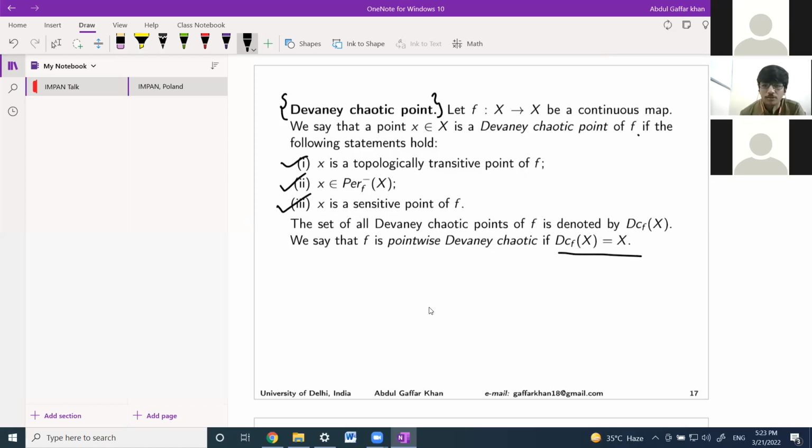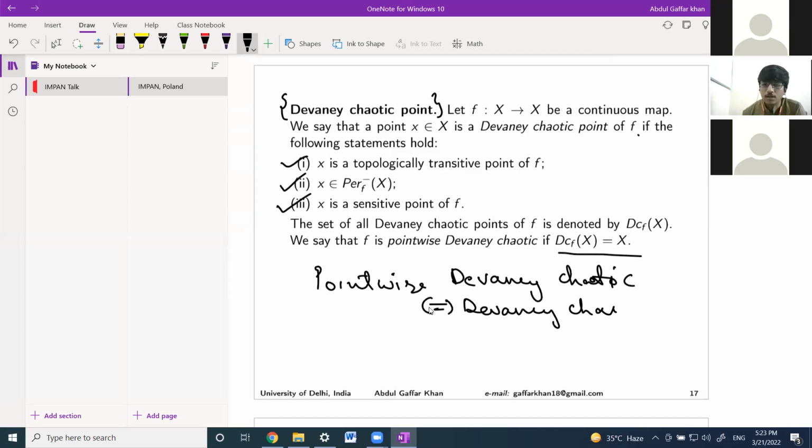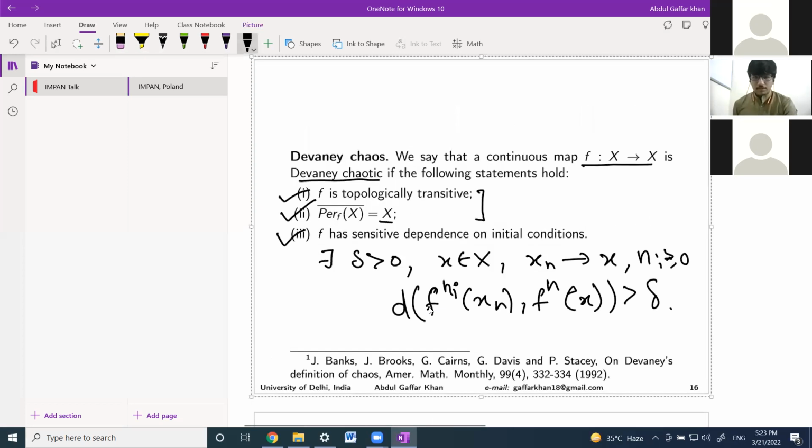One can easily observe that a pointwise Devaney chaotic map is also Devaney chaotic. So this is an equivalent condition. The idea is to use the result proved by Banks and others that we quoted in the last slide, that is here.